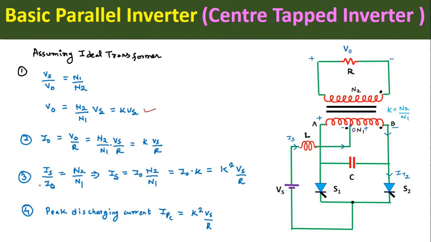Okay, now again we will take the currents ratio, that is source current divided by load current, which will be equal to N2 by N1. So here we will get source current equal to load current into N2 by N1, and since N2 by N1 is equal to K, source current is equal to load current into K. Now we will put the load current equation from here. We will get source current is equal to K square into Vs by R. Now this source current is also flowing through this capacitor, so the peak discharging current can be equal to K square into Vs by R here.